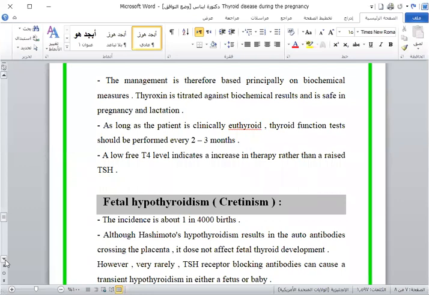Low T4 level indicates an increase in the therapy rather than the rise in TSH. إيش وقت إحنا راح بنطلع لنا النتائج، حنشوف TSH، T4. إذا كان T4 low should increase the dose of the thyroxine and the thyroid replacement therapy.